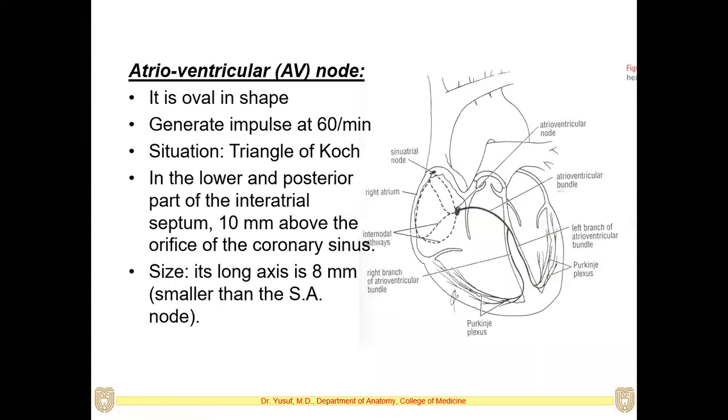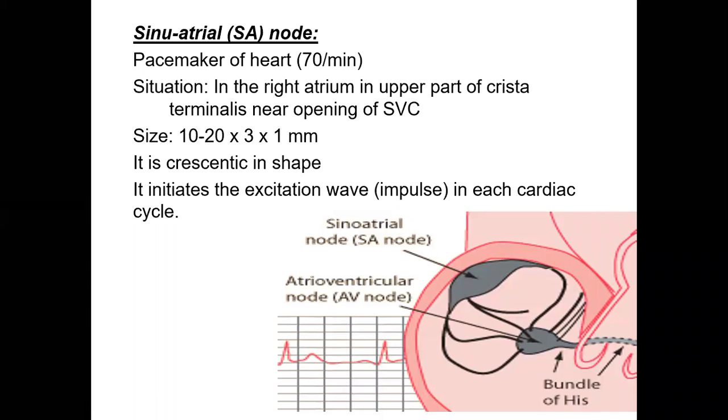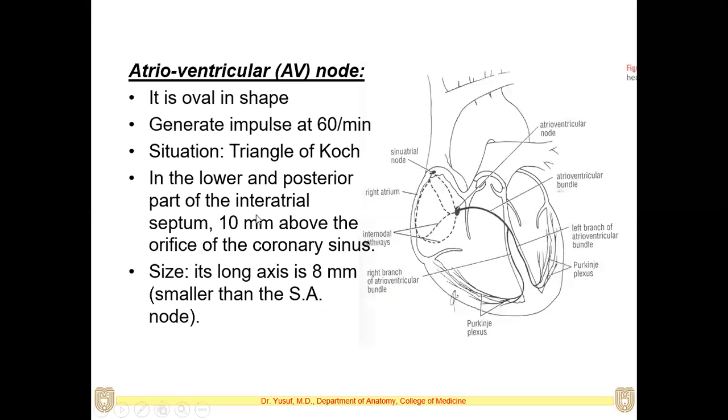Then we have the second node, which is also present in the right atrium, but much lower. This is called the atrioventricular node. This is an oval shaped structure. The impulses produced at this level are at 60 per minute, less than that of the SA node. SA node produces at 70 beats per minute, but AV node beats at a lesser rate of 60 per minute. And the situation, it is present in a triangle here. There is a triangle called the triangle of Koch.